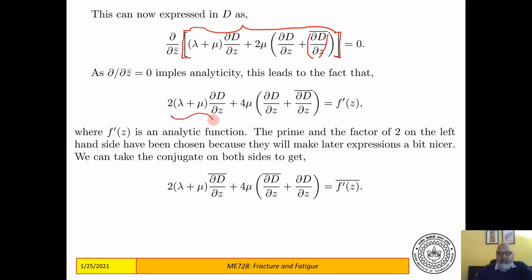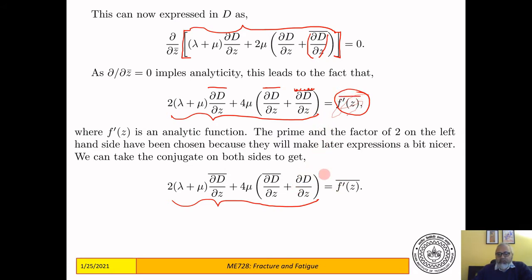So this quantity we call f prime z. f z is an analytic function, so f prime z is also an analytic function. So this is your f prime z, and we take conjugates. Now we can derive another equation by taking conjugates on both sides. So this will become conjugate, this will become conjugate, and conjugate of conjugate will take this away. So this is what we will get if we take conjugates of both sides.